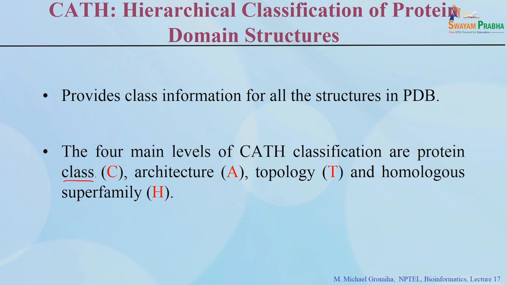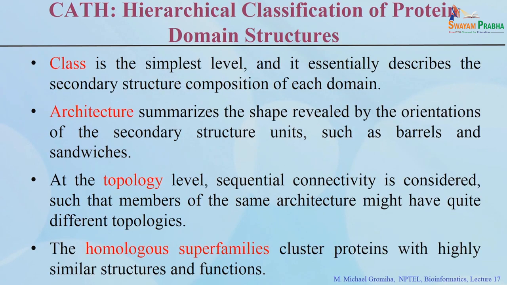Similar to SCOP, there is the architecture, the topology, and the superfamily. They use this word CATH, which represents class, A for architecture, T for topology, and H for homologous superfamily. So, what is C, what is A, what is T, and what is H? Class is the simplest level. There are four different classes, as we just discussed.